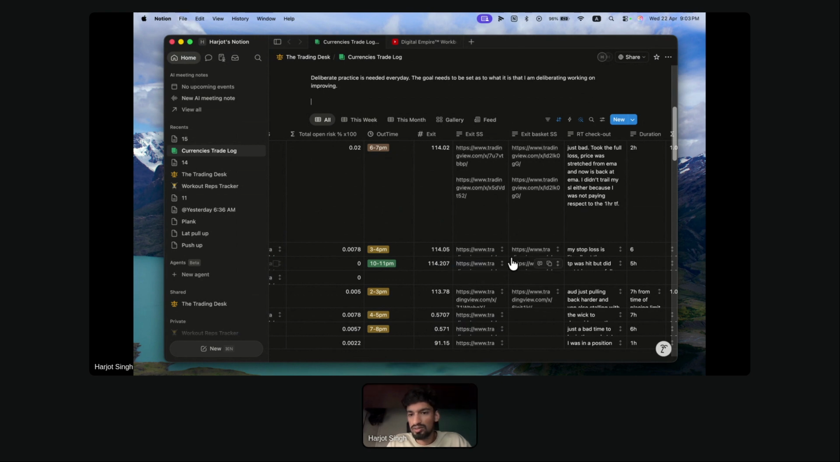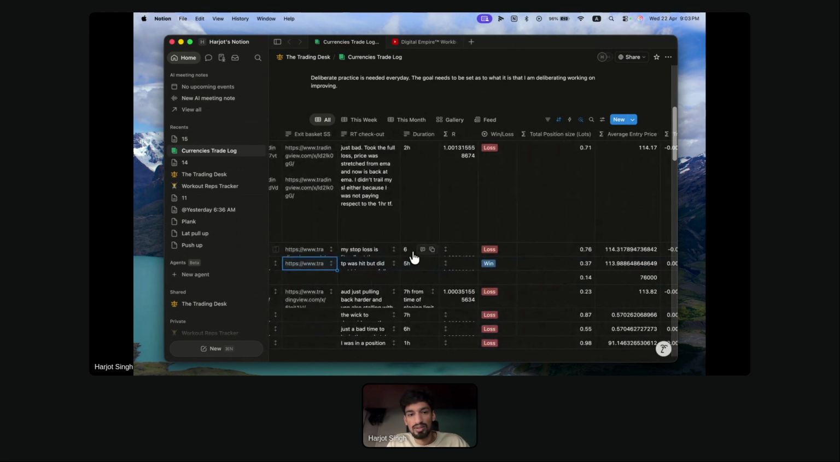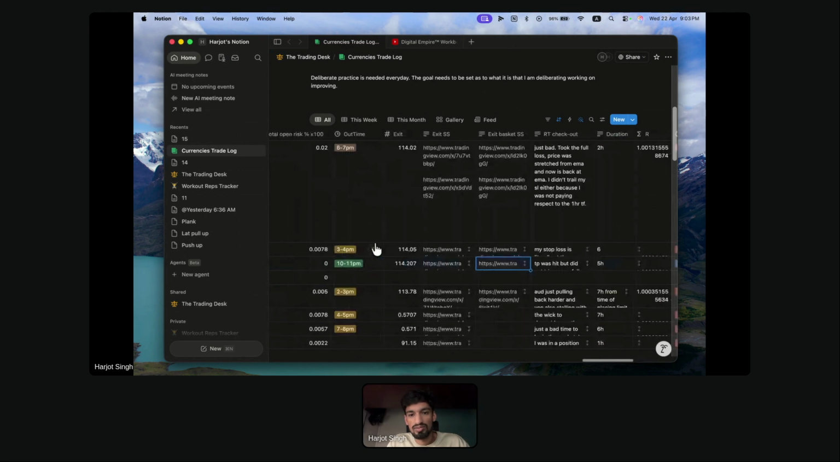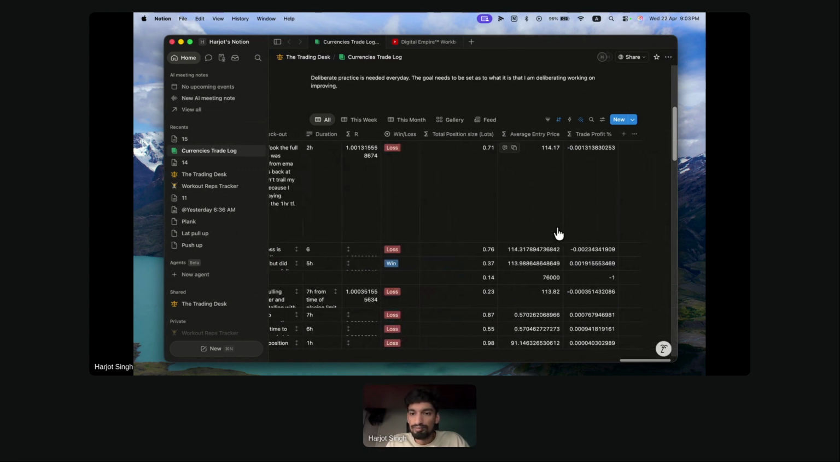There was just nothing else in that trade. No, this is something else entirely. Yeah. So I was in this trade for 6 hours. My bad. I was in this trade for 6 hours. And yeah, that's basically it. That's this trade.